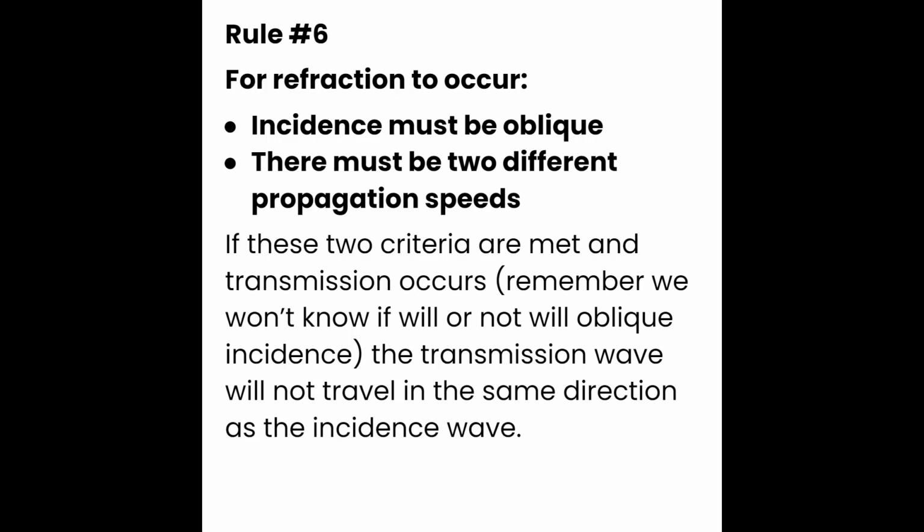And rule number 6, there are 2 criteria that must be met for refraction to occur. First one being that there must be oblique incidence. The second one is that the 2 media express 2 different propagation speeds. So as that sound comes into the boundary, if it comes in obliquely, that's meeting one of the criteria. The second part, though, is that there has to be some sort of transmission. We don't know what's going to happen with oblique incidence. But if transmission occurs and the propagation speeds are different in both of the media, then the wave will refract and travel in a different direction.